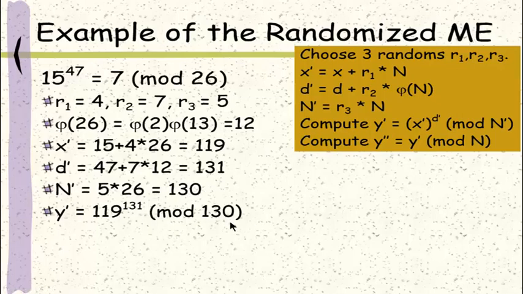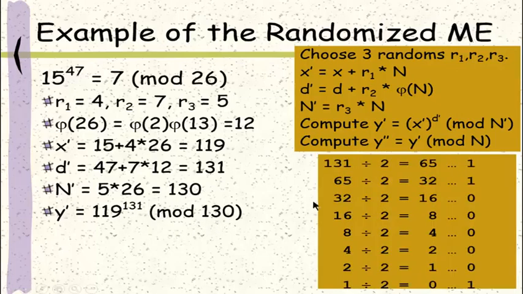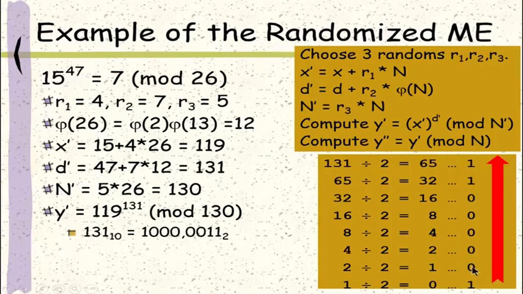So again, the first step is to convert 131 into binary. This is the procedure as we have outlined earlier, and I'm not going to go through the details again. We keep on dividing by 2 and record all the remainders and then write them bottom up, so we get the binary representation. And then we can use the left to right square and multiply algorithm to find out that 119 raised to the power 131 mod 130 is indeed 59.